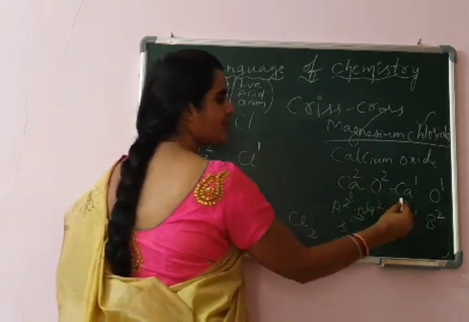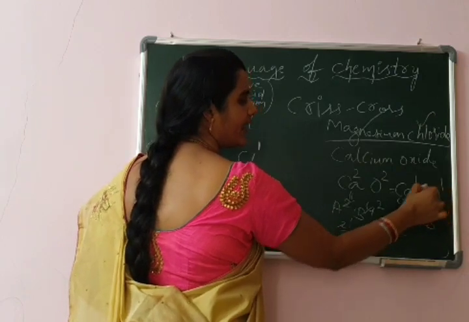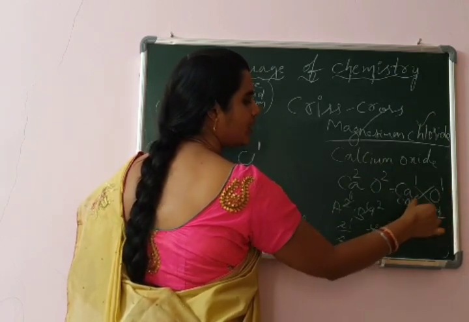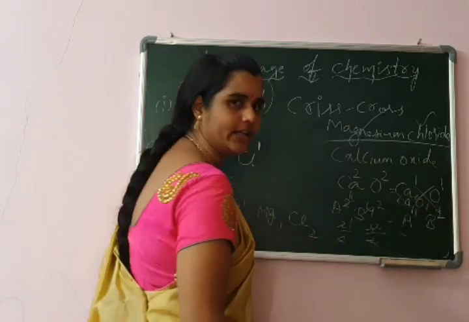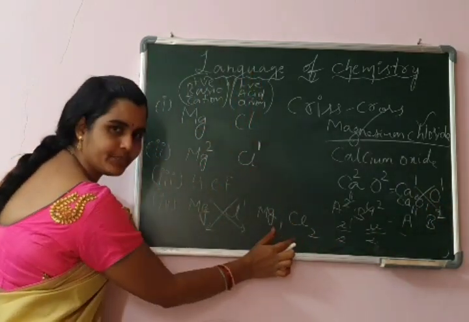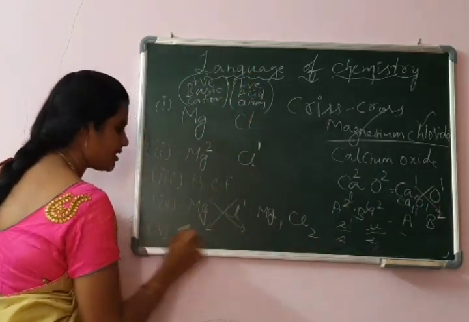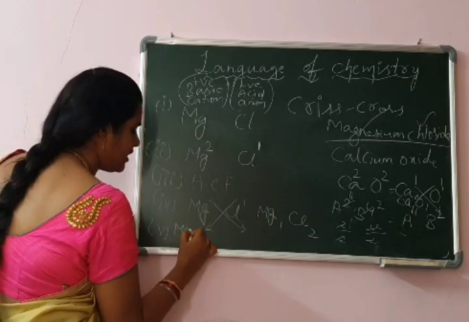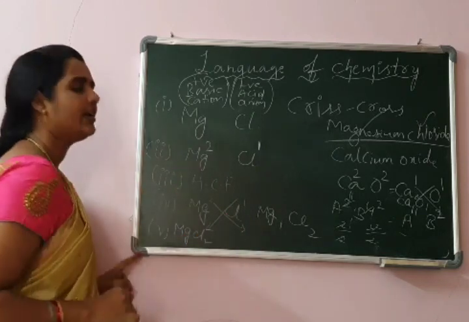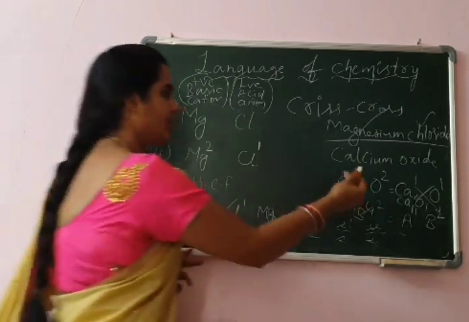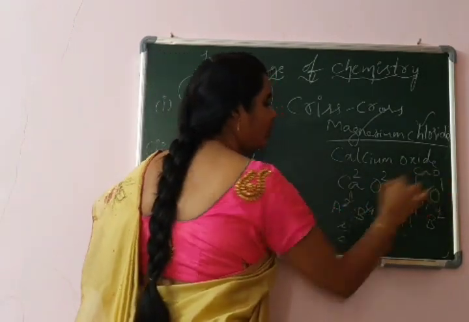So in this case, Ca will have the suffix 1 and oxygen will have the suffix 1. Now you join them. If you join them, what happens? So MgCl2. MgCl2. So here it is CaO.